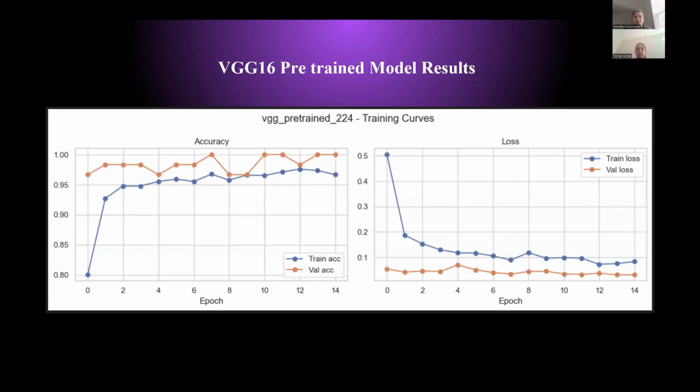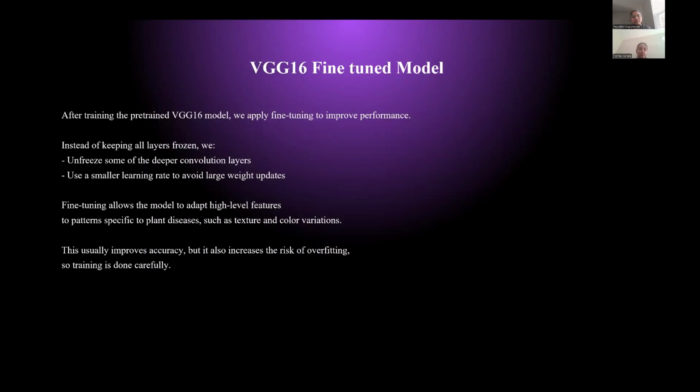We can see the results here of the pre-trained model. Since it has strong texture-based features, it performed very well for our dataset. The model converged quickly, as we can see, and showed smoother validation curves compared to the scratch CNN. This confirmed that pre-trained features are very helpful when the dataset size is very limited, which is true in our case.